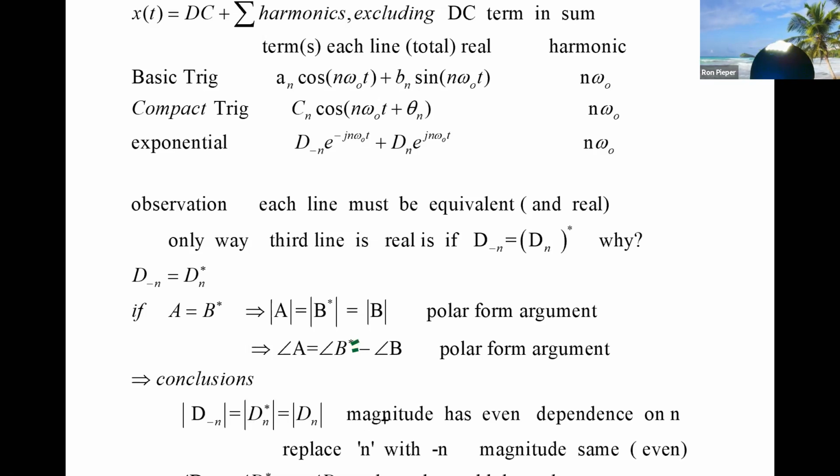Which, in brief, as far as the symmetry of this goes, the magnitude operation is an even function, because you change n with a minus n, you get the magnitude back. Remember, for an even function, if you change x with a minus x, you get the same function. Here we're changing n with a minus n, and we get the same function. Therefore, the magnitude of Dn is in fact an even function with respect to n.